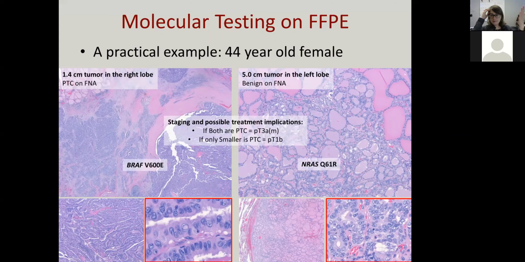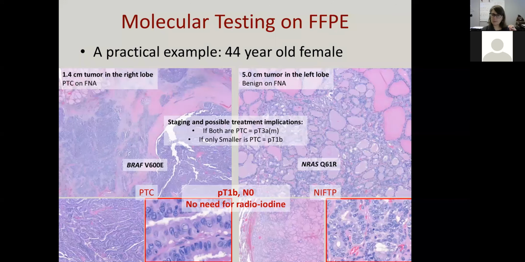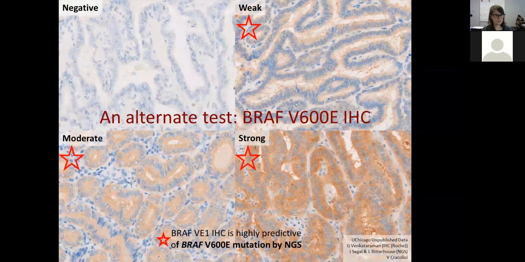So we found BRAF V600E on the classic papillary, and an NRAS mutation in the opposite lobe. So this was supportive of the 5 centimeter tumor being a follicular neoplasm that would not require any additional treatment, that would not require staging or treatment like a cancer. So this patient got the T1b diagnosis, no lymph nodes were positive, really no need for radioactive iodine in this patient. Okay. Another method we could use to test for that BRAF mutation, if not molecular sequencing, is immunohistochemistry.